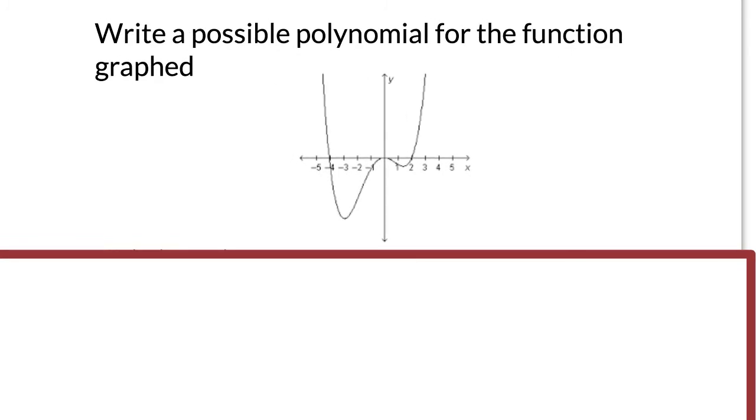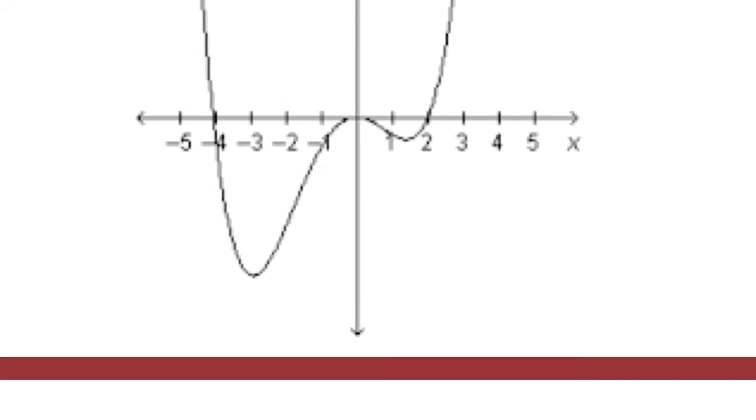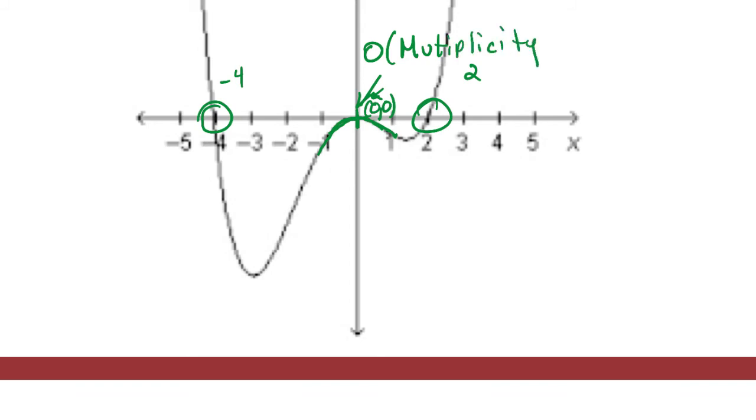Write a possible polynomial for the function that is graphed here. So what we want to do is find the zeros. We just kind of talked about this. Looks like it crosses at negative 4, so that's a solution. It crosses at 2, so that's a solution. And it comes up and touches right here at 0. And whenever it just touches it and turns away like that, that's 0, because this is the point 0, 0. So the x value is 0 right there. But that indicates multiplicity. Just means 0 is an answer more than once.